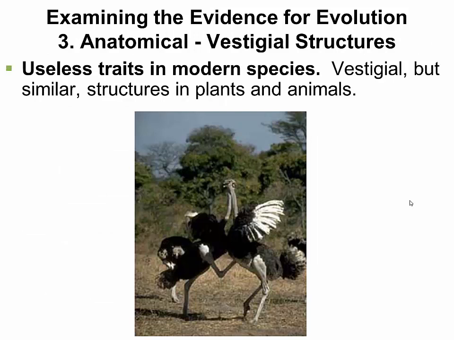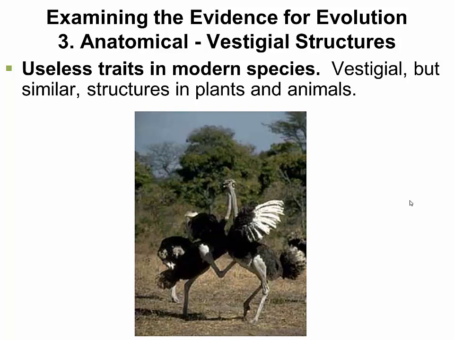We also see, on a related note here, we're still calling this number 3, vestigial structures. Vestigial structures are traits that are not useful in modern species, but are present as a result of the ancestors of that organism. Wings in ostriches are sometimes referred to as vestigial structures.